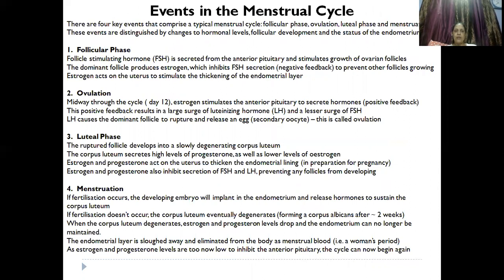Now the ruptured follicle in the luteal phase develops into a slowly degenerating corpus luteum. Now the corpus luteum secretes high levels of progesterone as well as low levels of estrogen. So the estrogen and the progesterone act on the uterus to thicken the endometrium lining. That means the inner lining of the uterus becomes very tortuous and it is preparing itself for the pregnancy. So the estrogen and progesterone also inhibit the secretion of the follicles.